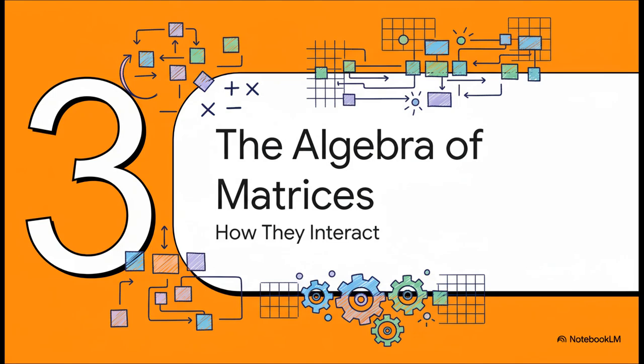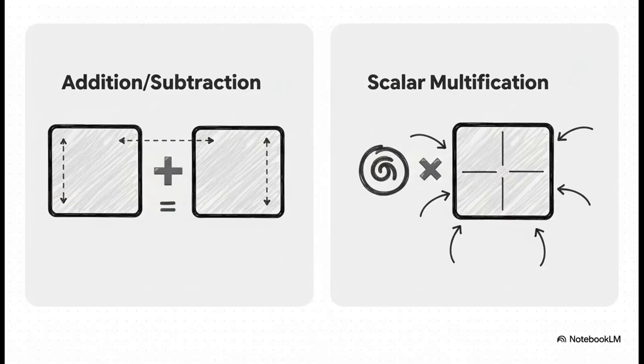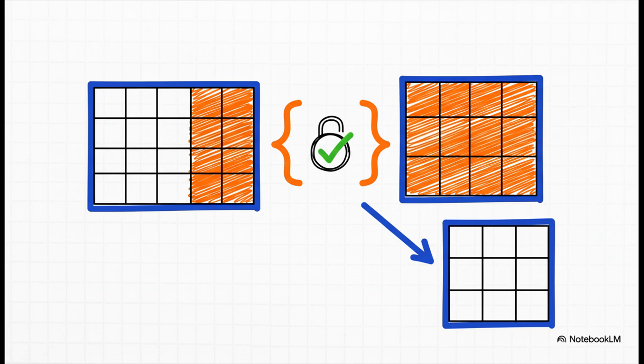All right, we know what they look like. Now for the fun part. How do we actually play with them? Let's get into the rules of the game, the algebra of matrices. The good news is some of the basics are super intuitive. If you want to add or subtract 2 matrices, they just have to be the exact same size, and you just add the numbers that are in the same spots. Easy. And for scalar multiplication, you just take a single number and multiply every single entry in the matrix by it. But multiplication, this is where things get really interesting and way more powerful.